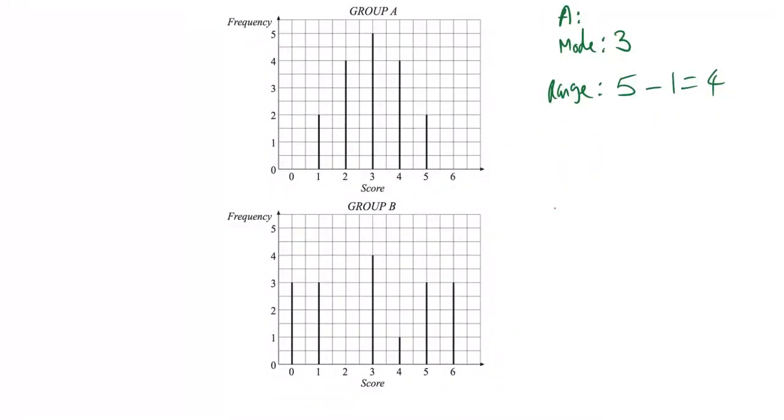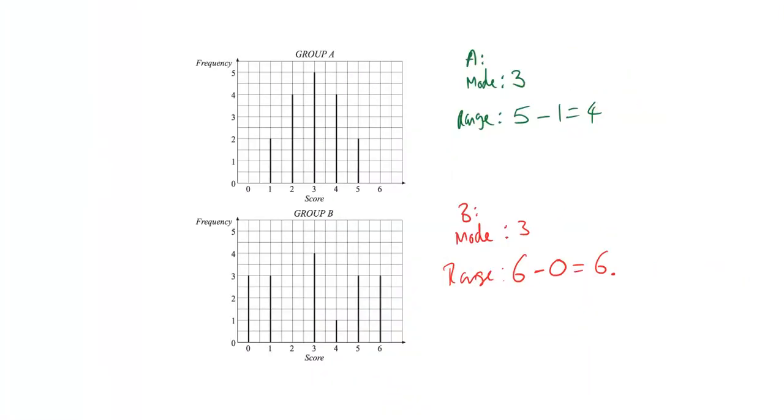So group B. Well, in this case, the mode is 3 still. And that's because that is the most common score to achieve. 4 people got a score of 3. The range is going to be the biggest number, 6, take away the smallest number, which was 0. 6 take away 0 is 6.